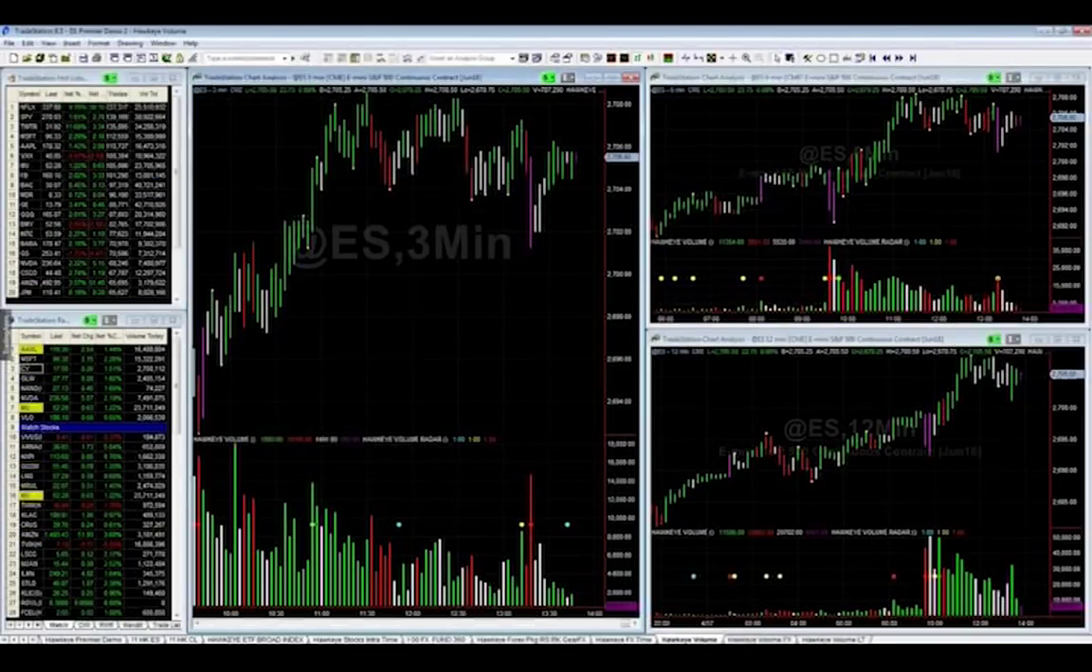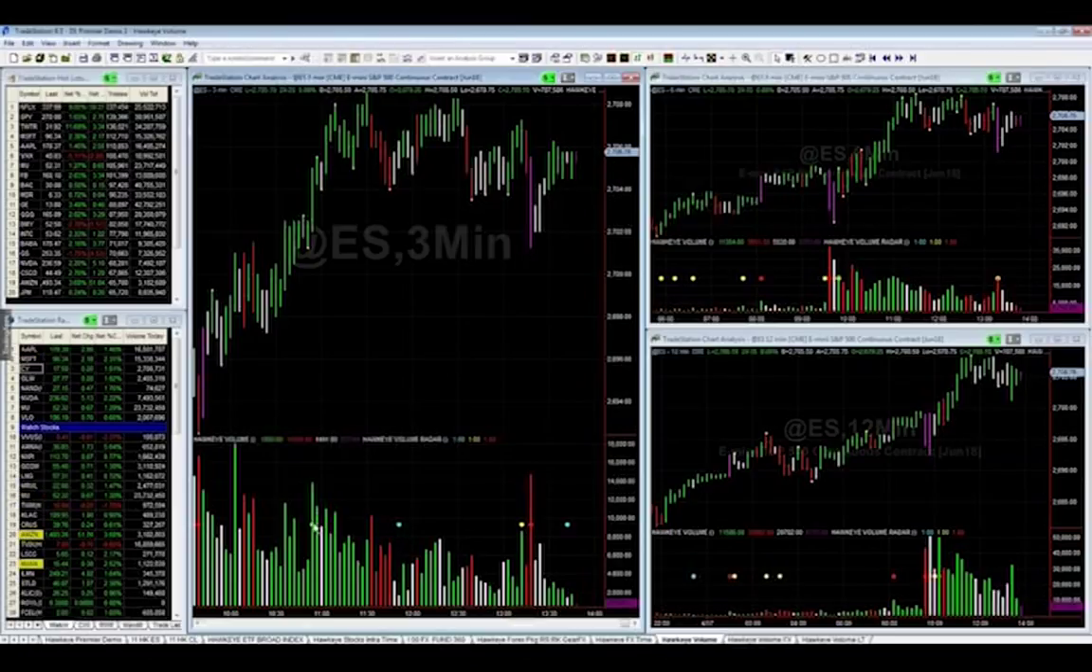So here I've got on the screen our volume tool, which is the Hawkeye volume. It's showing the red, green, and white volume. Here it is, the volume paint bar. It's painting the same volume, but it's coloring the price bars the same color as the volume.